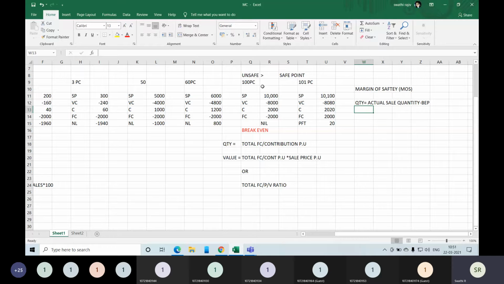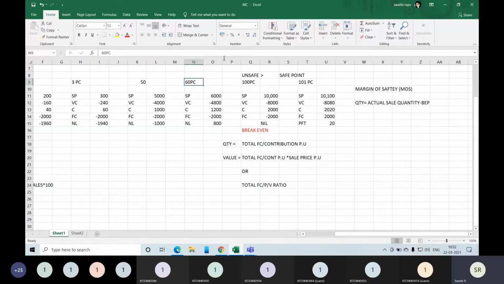Margin of safety starts where? After your break-even point. So if somebody is asking what the MOS of the company is, from which point do you consider your margin of safety? How can you calculate it? If it is quantity-wise, you check the actual sale quantity. Maybe it is 200. If you're producing 200 pieces, well and good for you. But of 200, what is your break-even? 100 pieces. You're saying however much you're producing, just don't produce below 100. If you produce below 100, you will end up with a loss. So it is not safe for you.